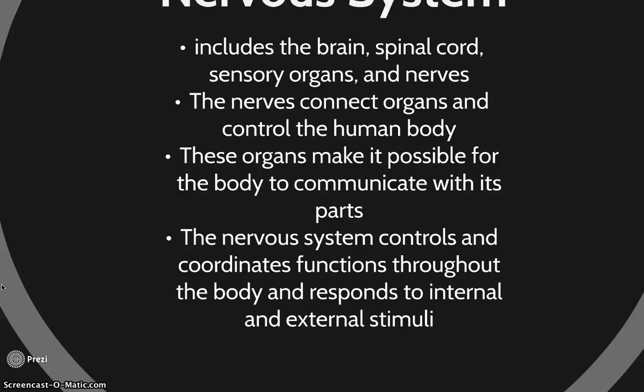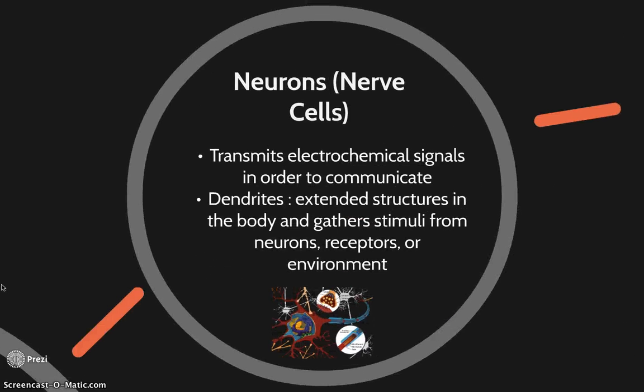The nervous system controls and coordinates functions throughout the body and responds to internal and external stimuli. A major part of the nervous system are neurons, and they transmit electrochemical signals in order to communicate. Dendrites are extended structures in the body and gather stimuli from neurons, receptors, or the environment.